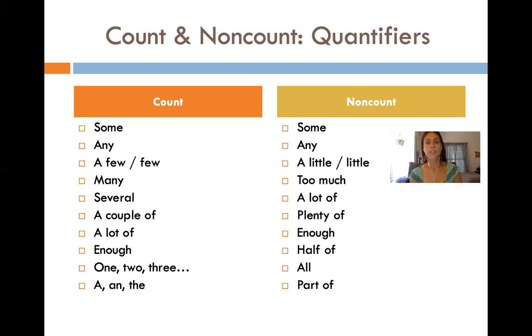For non-count, you could say, I have some sugar. I don't have any flour. I have a little water, or I have little water. I have too much hot chocolate. I have a lot of love to give. I have plenty of wisdom. I have enough advice. I have half of the coffee. I've had half of the coffee. I have had all of the rice. I have had part of the rice.